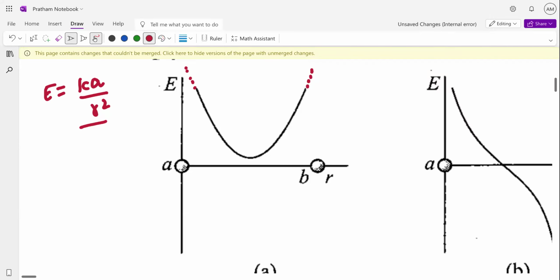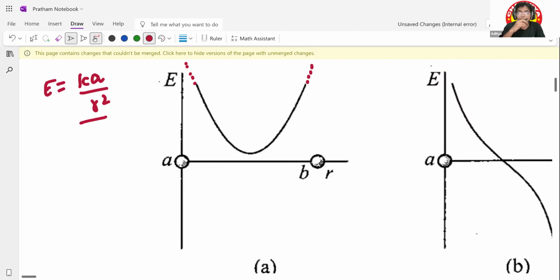I think it's clear now. I got disconnected. So look, this is the first charge A. This is the other charge B, right? If you see carefully, what is the distance of this A with itself?